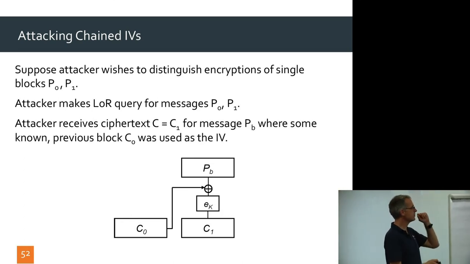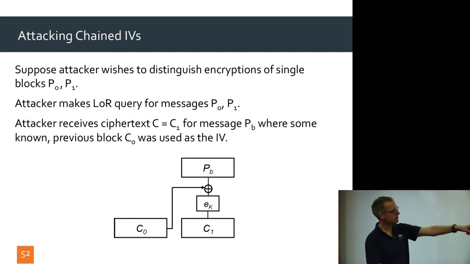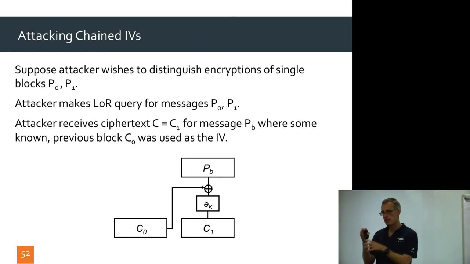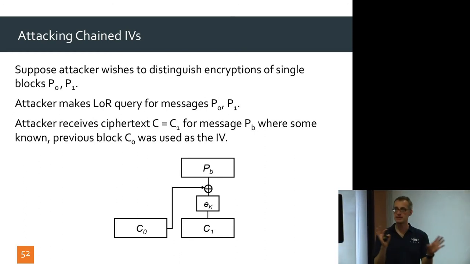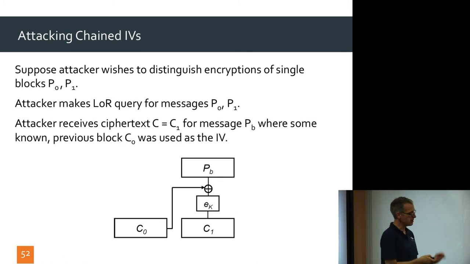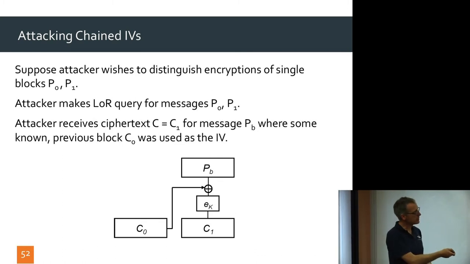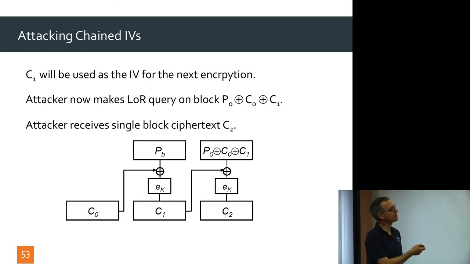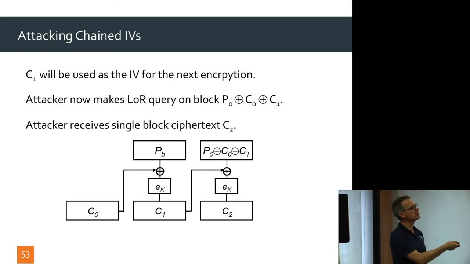Okay, so what does the attacker do next? Well, he knows that this block C1, because we've simplified right down to the single block setting, right? All of our messages fit nicely into one block. In reality, that doesn't happen, but, okay, in the simplified example, it does. So he knows that C1 will be the IV for the next encryption, right? Because we're chaining the IVs. So what does he do? He now asks for an encryption of this block, P0 XOR C0 XOR C1.